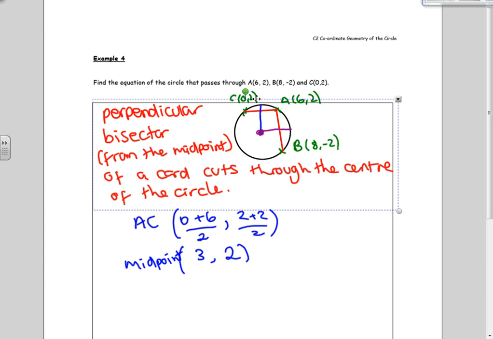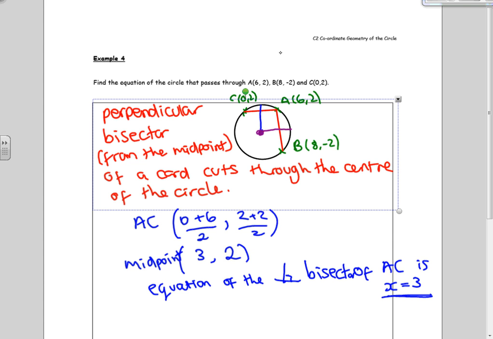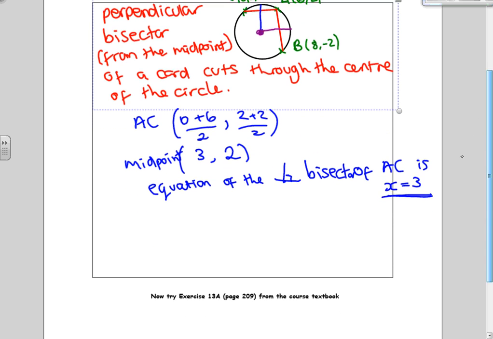Okay, but of course this is just a straight line going all the way up. So the equation of the perpendicular bisector of AC is just going to be x equals 3. Okay, so finding AB is a little bit more tricky.